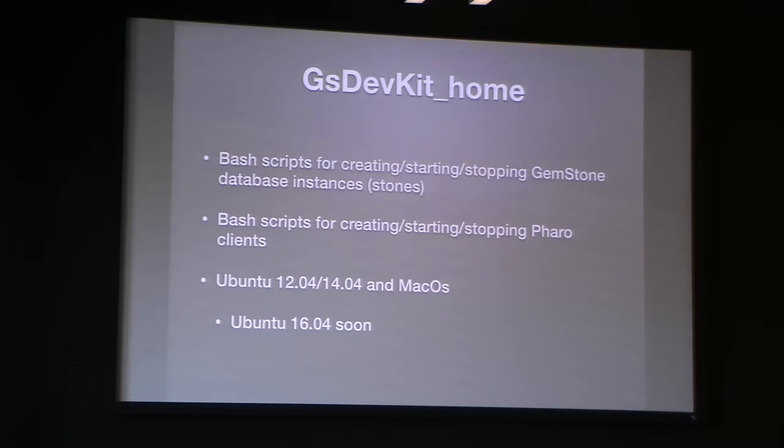GSDevKit Home is about 30 bash scripts for creating, starting, and stopping GemStone database instances. And there are bash scripts for creating, starting, and stopping Pharo clients. I say Pharo clients; I've written it to work against generic clients, but the Pharo clients are the ones that I've actually tested and used. So there's truth in advertising at this moment. It's supported on Ubuntu 12.04, 14.04, Mac OS, and not too long after the conference, 16.04.